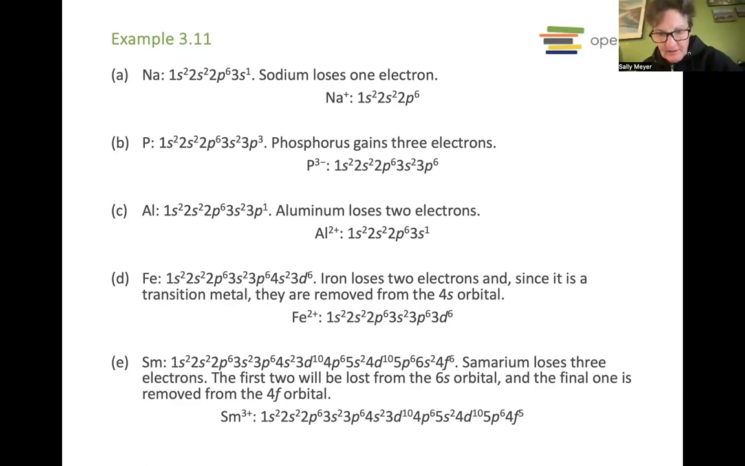Sm, if it's going to become a +3, so it starts out with the outer electrons as 6s2, 4f6. So when it loses 3, it's going to lose 2 from the s orbital, and then it's going to lose 1 from the f orbital. So it will become 5p6, 4f5. So it's lost those 6s2 electrons and one of the electrons that's in the 4f.